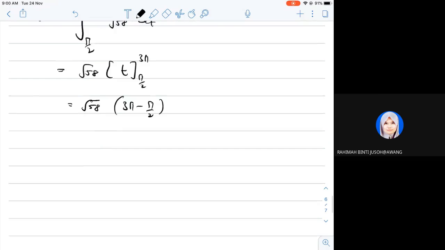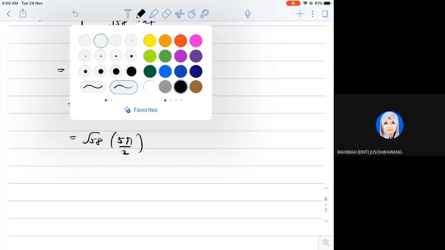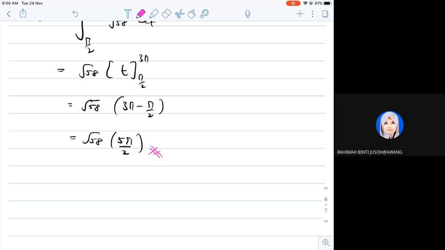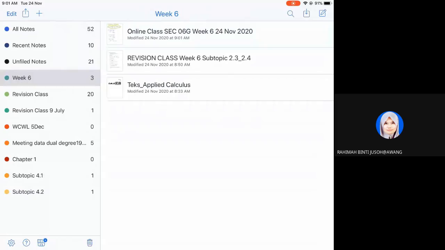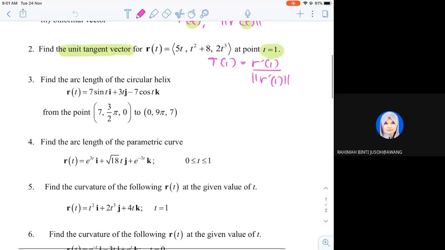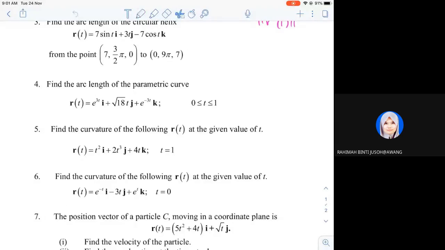What should you get? 3 minus 1 over 2, we will have 5 over 2. Yes, 5 pi over 2. So this is the answer. All right, that's the answer for question number 3. Next, let us do question number 4.